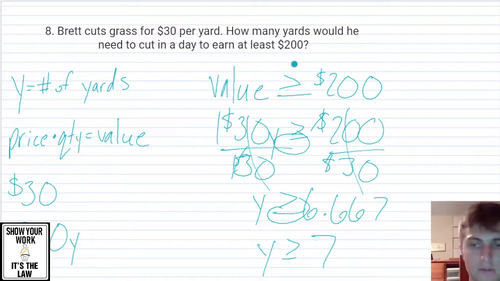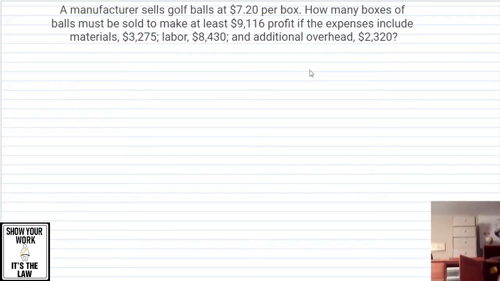All right, I'll do one more. We got a tricky one here, but it's not tricky if we take our time. A manufacturer sells golf balls at $7.20 per box. How many boxes of balls must be sold to make at least $9,116 profit if the expenses include materials, blank, labor, blank, and additional overhead, blank?